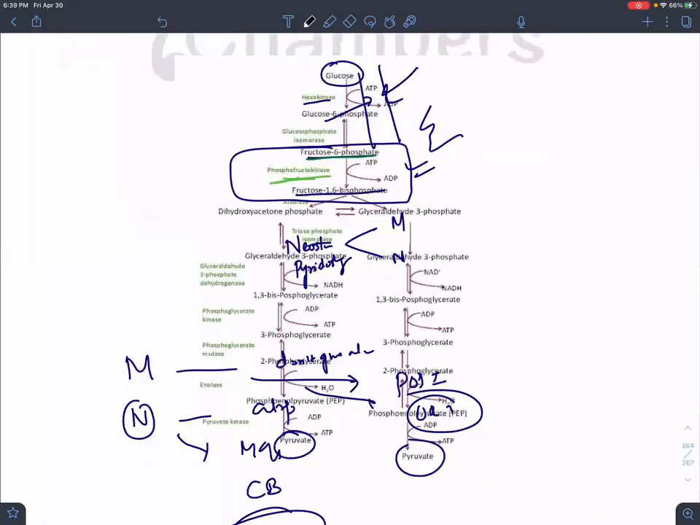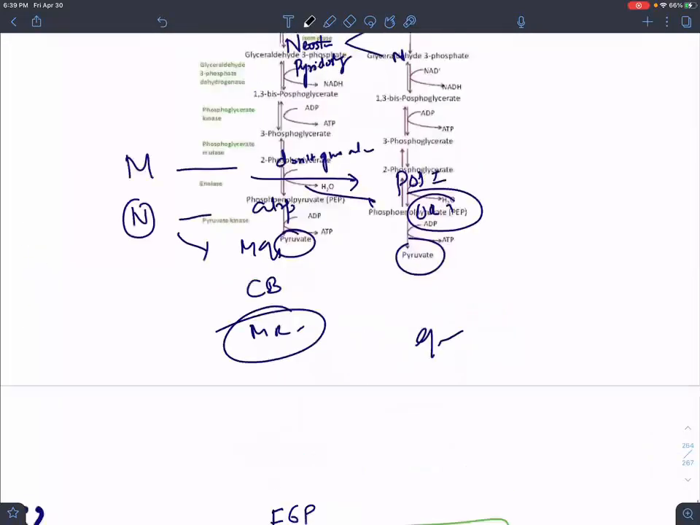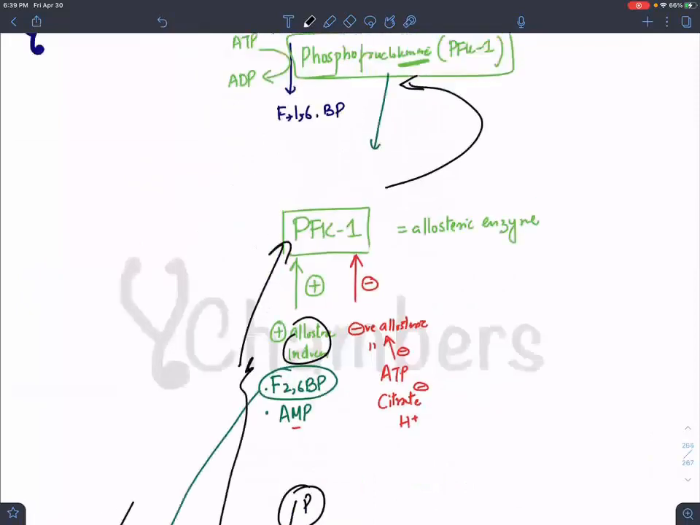Is there any doubt in this? Is there any doubt in this enzyme? Can we help you with something else here? Can we help you with glucagon, guys? Guys, what's up? Guys are lost. I hope you understood insulin. Can I tell you the opposite?